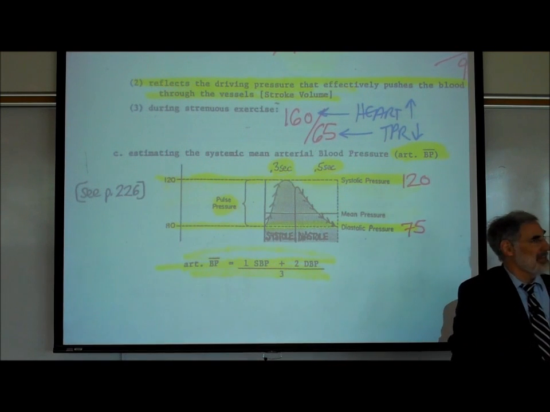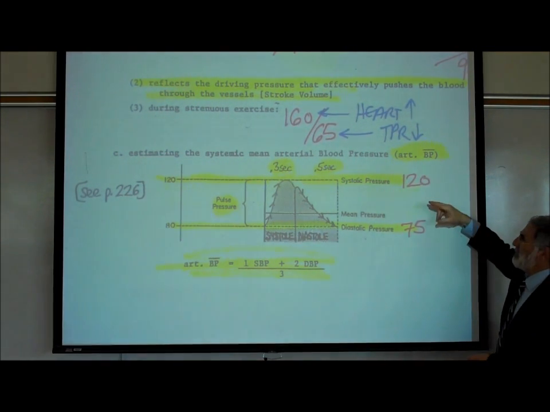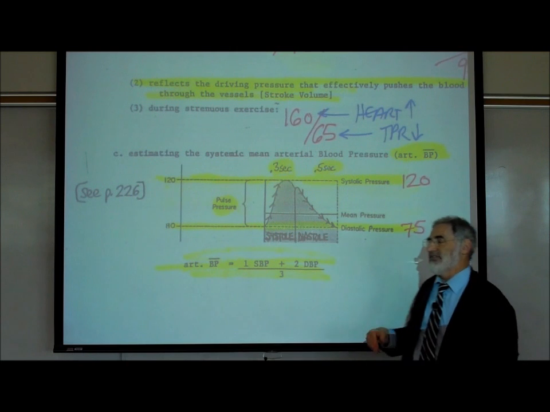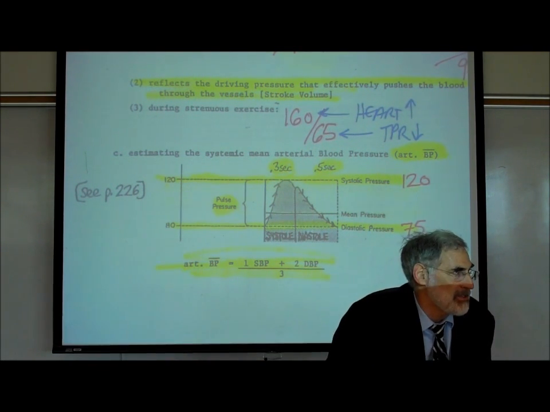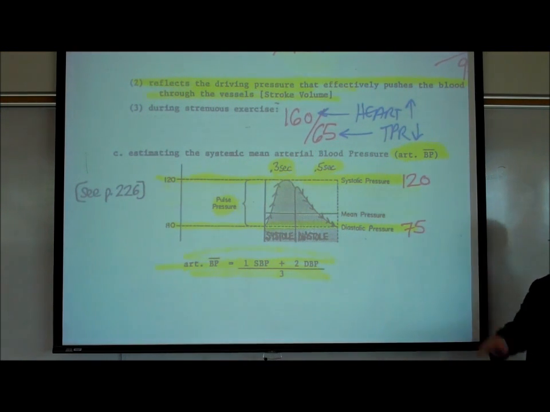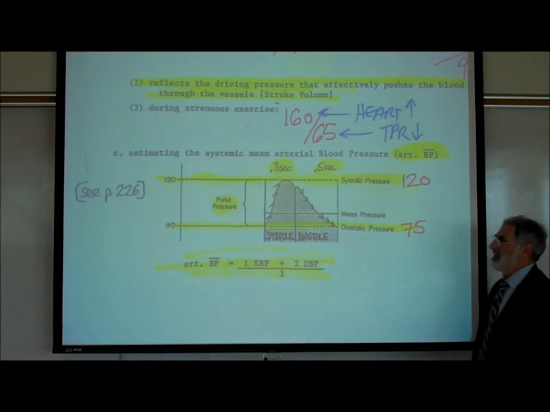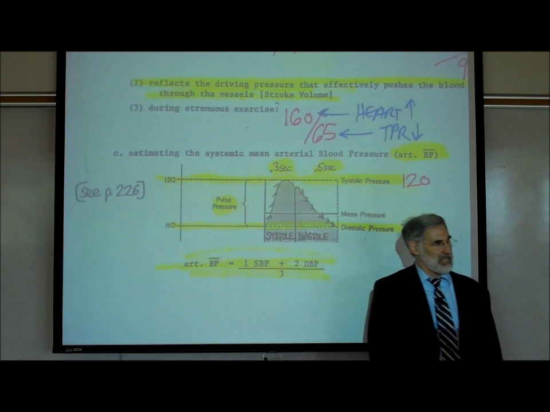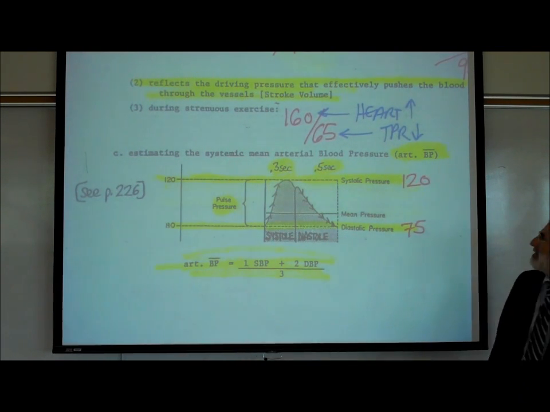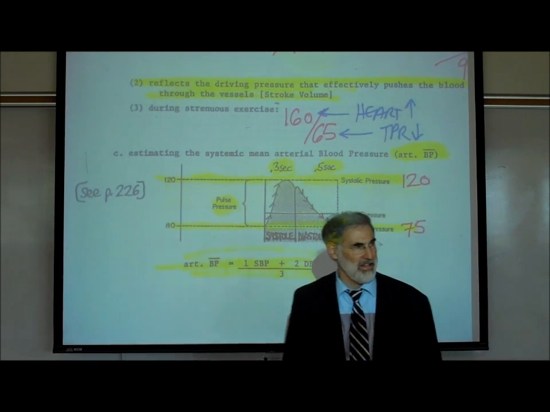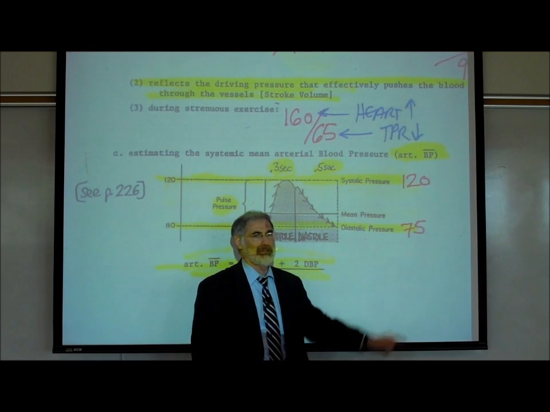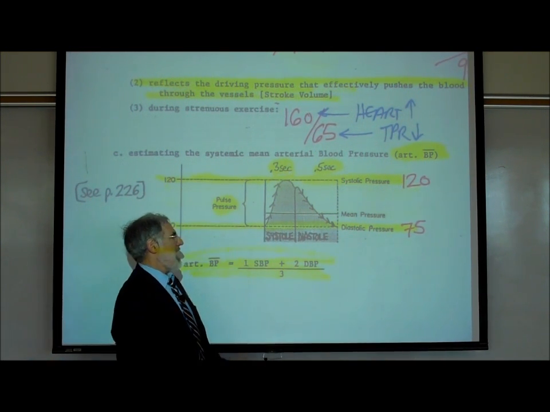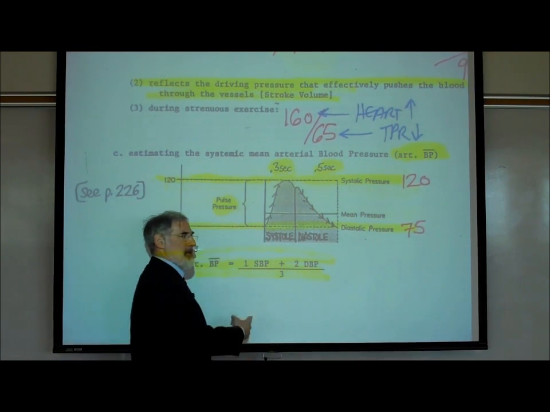So let's calculate this right now. If somebody's blood pressure was 120 over 75, why don't you calculate what their average is? We'll give other people just a second to figure it out. You're going to take 1 times the systolic. What's the systolic? 120. Plus 2 times the diastolic. What's diastolic? 75. So multiply that times 2. 2 times 75. Add them together and divide by 3.